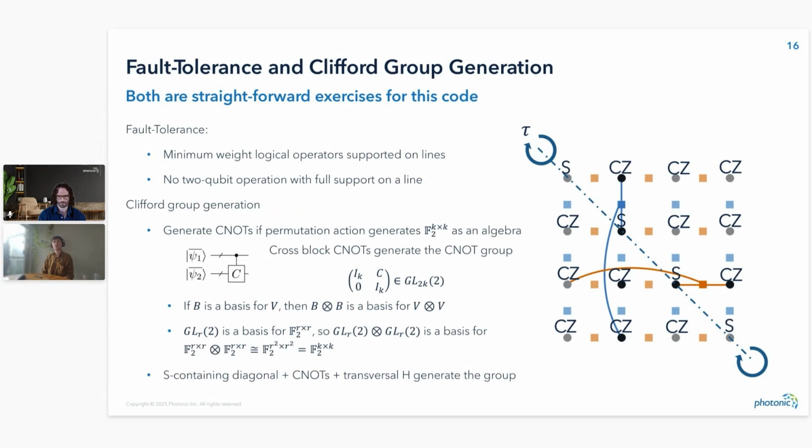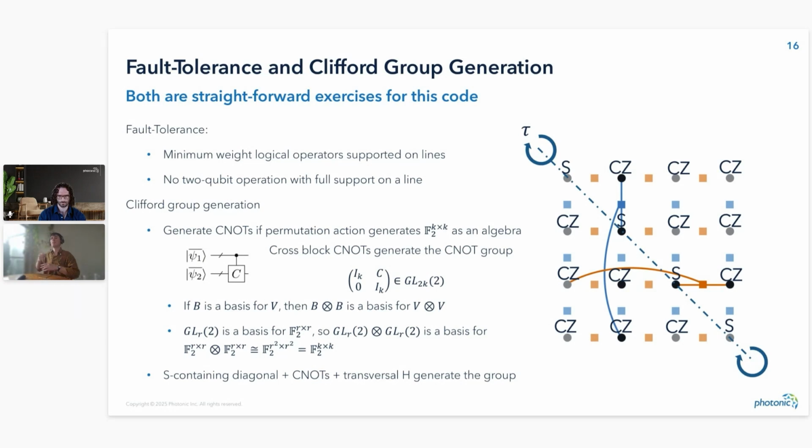The question now is, okay, well, are they fault tolerant? That's actually a fairly straightforward exercise here. With the subsystem hypergraph product construction, what we find is that we can choose a basis of logical Paulis supported on lines. So a little bit like checks, we have Paulis supported on rows and columns of the qubit array. And all the constructions I just outlined may involve 2-qubit gates, e.g. CZs, but they never have full support on a line. So what this means is the circuit distance is preserved. Our applications are indeed fault tolerant.